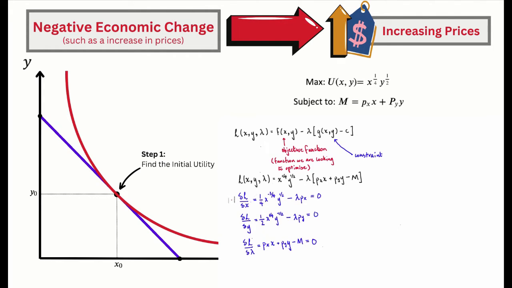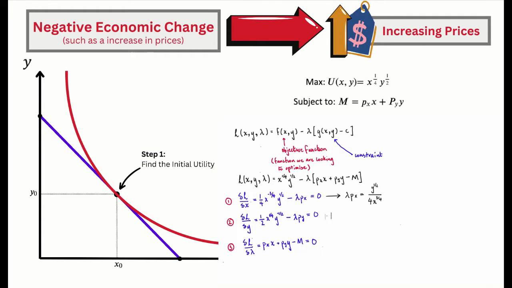Now to make this solution easier to follow in the future, let's label this first order condition number 1, this one first order condition number 2, and this one first order condition number 3. To make sure these functions can be manipulated in the future, I'm going to move the price and lambda to one side of the equality and leave the rest on the other side. I'm also going to make sure the variables with a negative power are put at the bottom of a fraction. So first order condition number 1 can be arranged as lambda price of x is equal to y to the power of 1/2 divided by 4x to the power of 3/4.